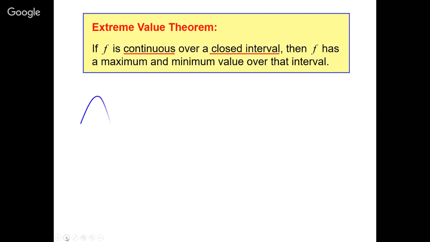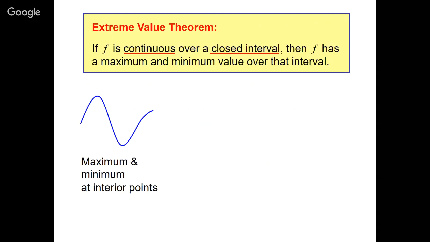I like to generally draw pictures. So, here's the first one. Now, if we look at this first picture, we can see that we have an absolute maximum and we have an absolute minimum, but where do they occur? They're occurring at the interior points of the interval. And then we have relative extrema on the endpoints.